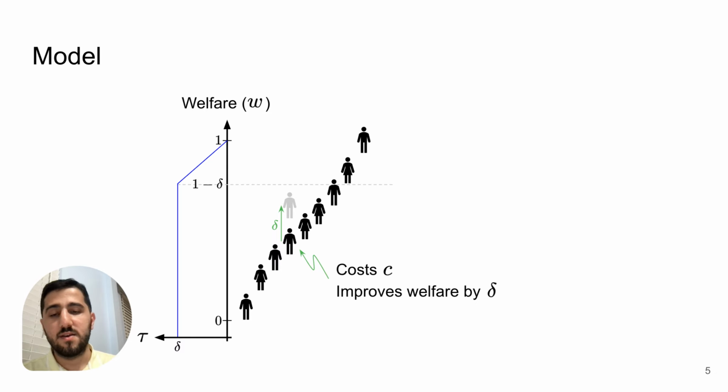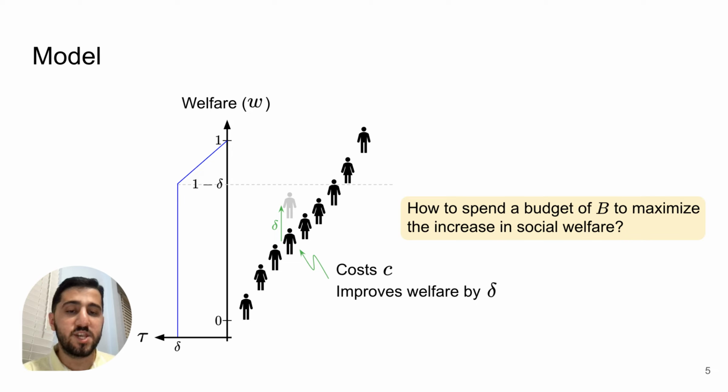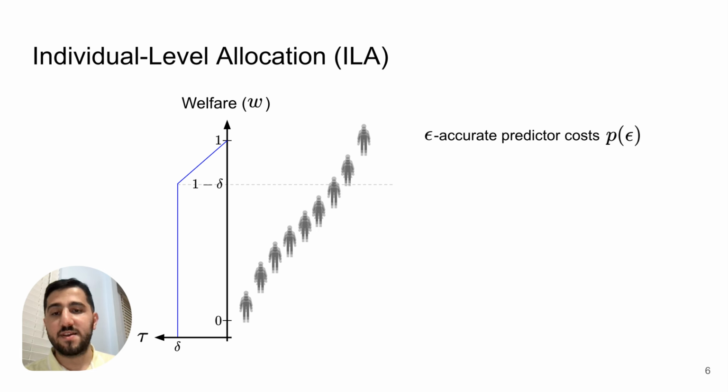So individuals who have a welfare above 1 minus delta are going to observe a diminished effect. The question is how can we spend a fixed budget of B in order to maximize the overall increase in the welfare? That basically means how can we avoid the individuals with high welfare here? We're going to call this increase in social welfare the value and compare the mechanisms based on this value. As you may guess, we're going to compare two mechanisms.